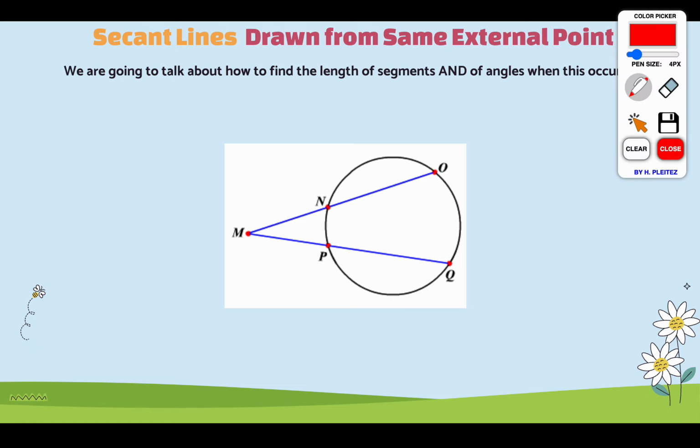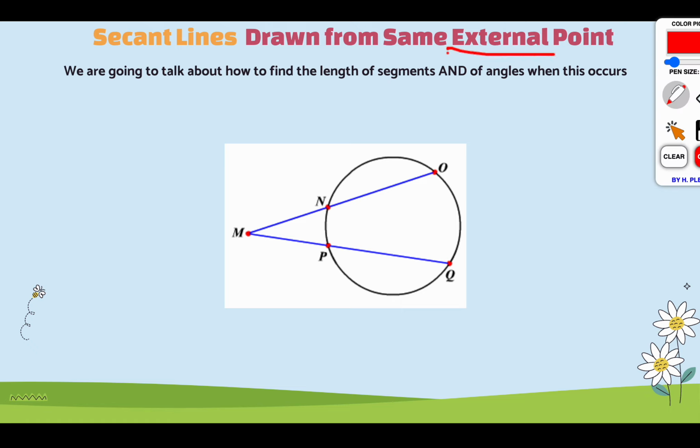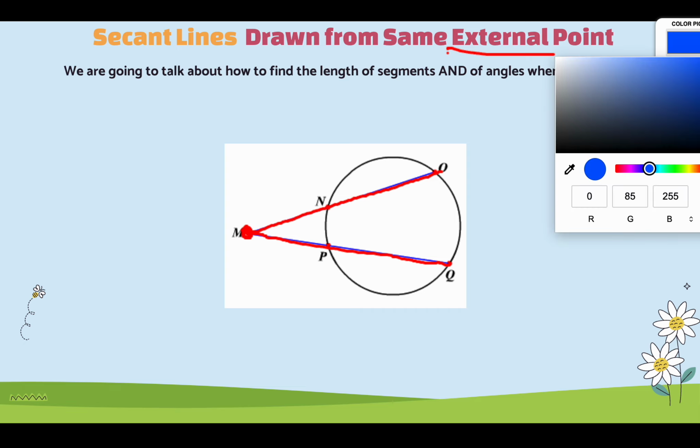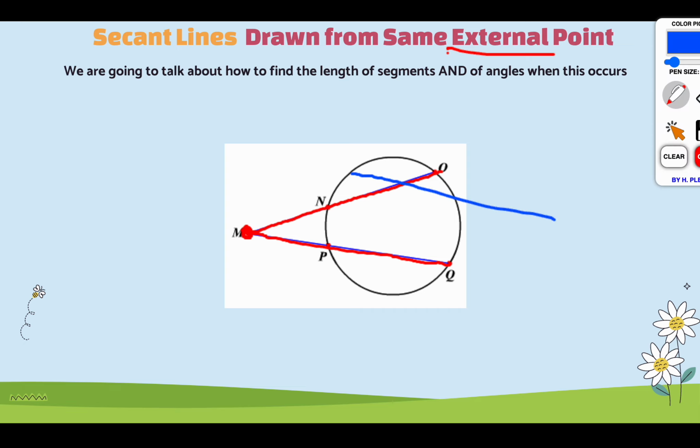That common point is going to be external here. So in this case, we have two secant lines. We have secant MO and MQ, and they are both being drawn from point M. So these are the types of examples we're going to examine. Now our diagrams might look complex, or the secant lines might be drawn in a different spot, like for example, if I draw secant lines going this way, right? But the idea is we're evaluating them when they meet at the same external point.